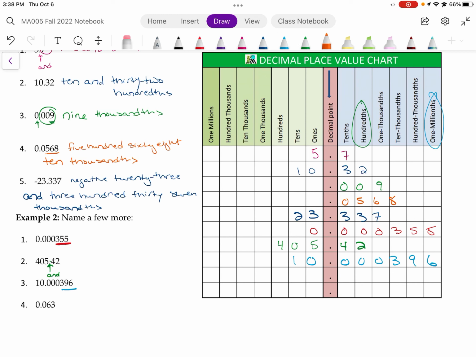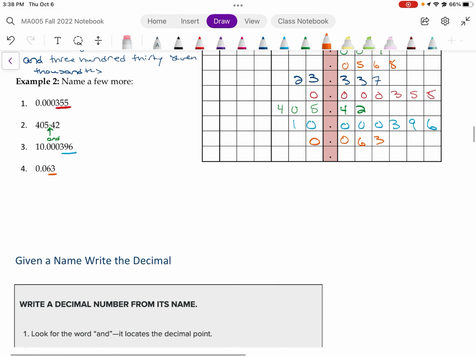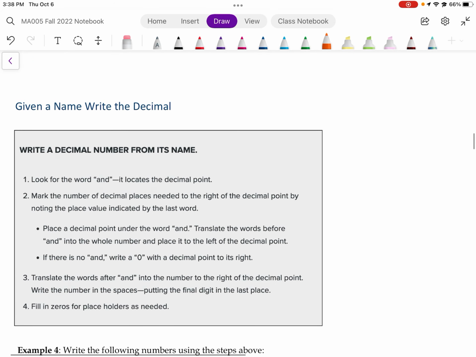All right, the last one, 63. So 0.063, and you put the 0 over there too. 0.063 is 63. Look at where it lands on the very last digit, 1,000ths. 1,000ths. All right, so that's it for those. Let's move on to given a name, write the decimal.